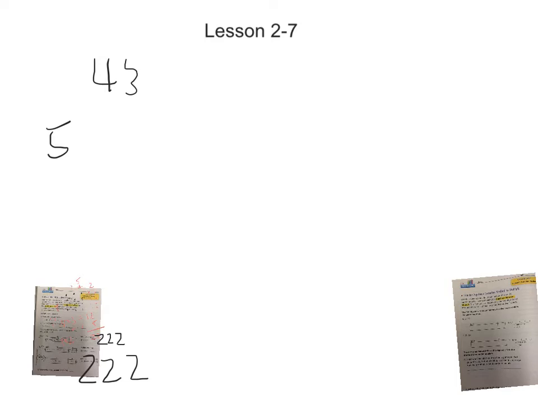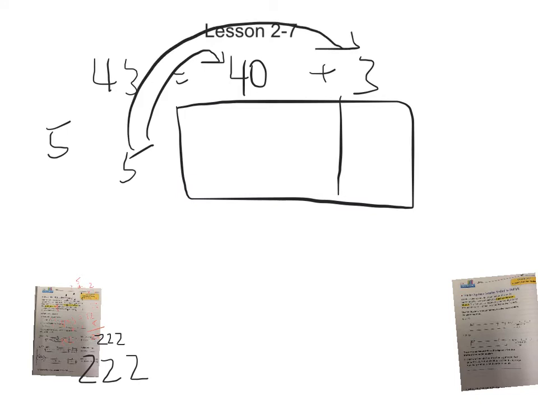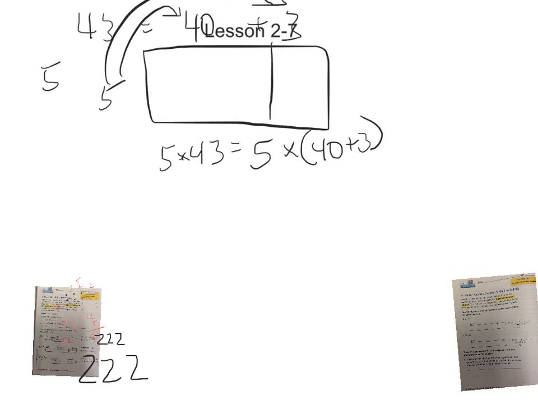Okay, so the algebraic notation method is, if we were to draw our rectangle, I would take my 40 plus 3, multiply it by 5, and know that 5 is going to have to multiply by 40, and 5 is going to have to multiply by 3. So it would look like this: 5 times 43 equals 5 times 40 plus 3. You all know that. I'm not doing anything too crazy right now.